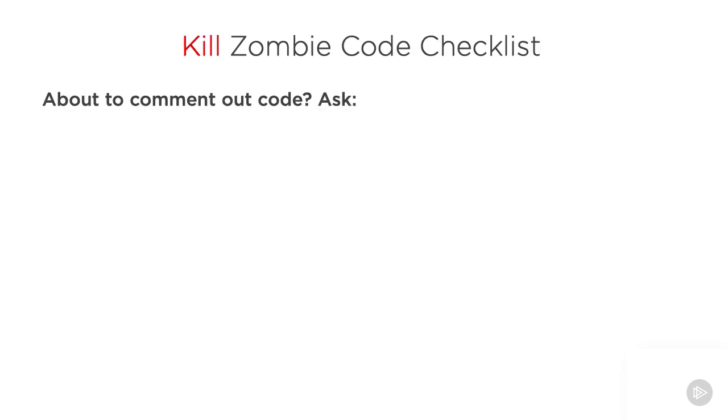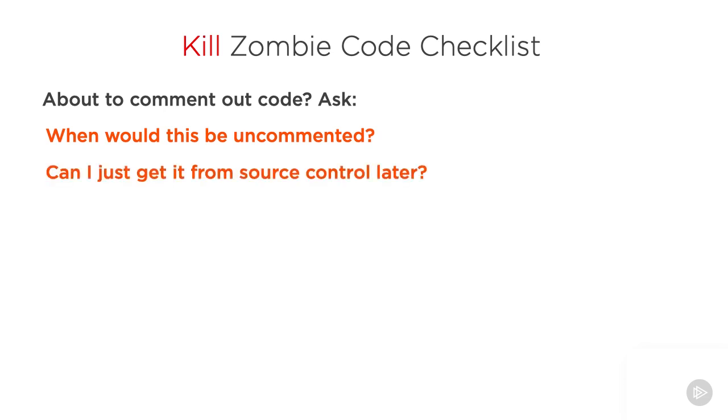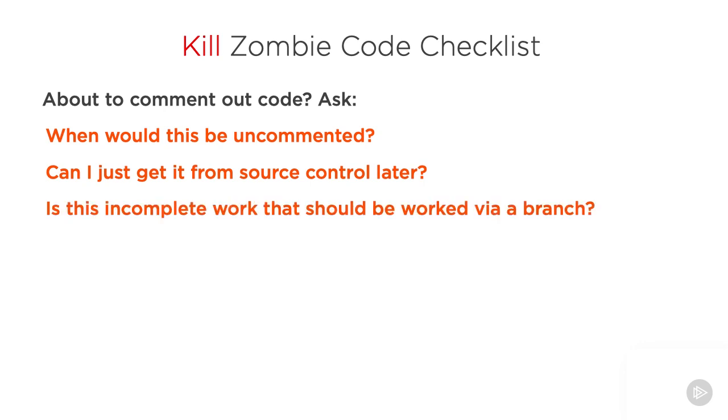So here's a mental checklist. If you're about to comment out code, ask yourself, when, if ever, would this code be uncommented? If there's not a definitive impending date, then it's likely it never will be uncommented. Can I delete this and simply get it from source control later if necessary? Is this incomplete work that should be rolled back and worked via a branch instead? This avoids adding noise and confusion for others.